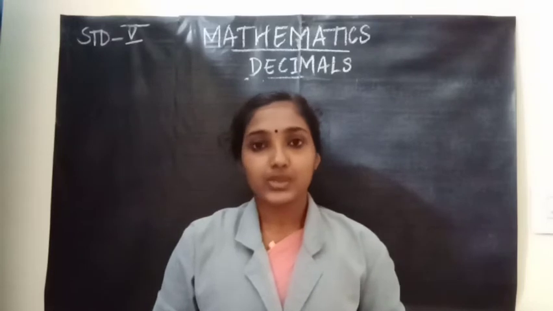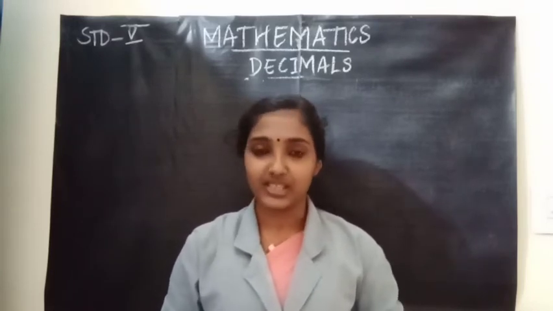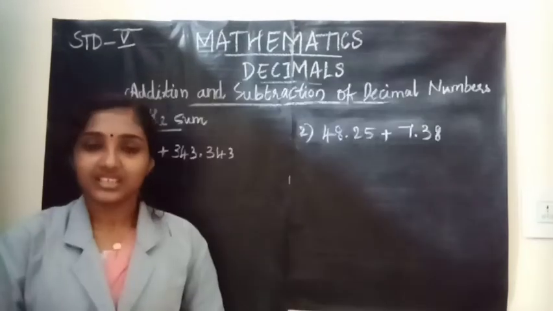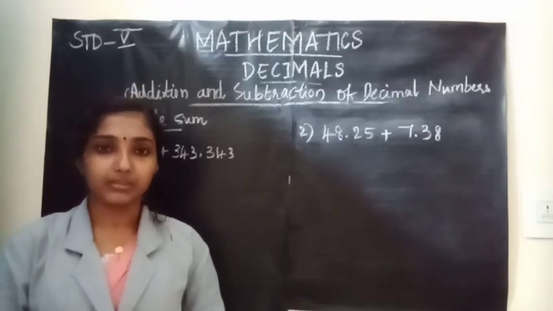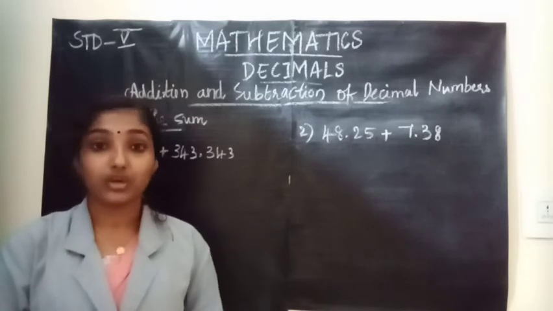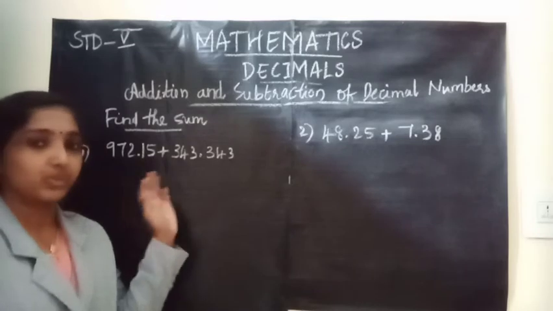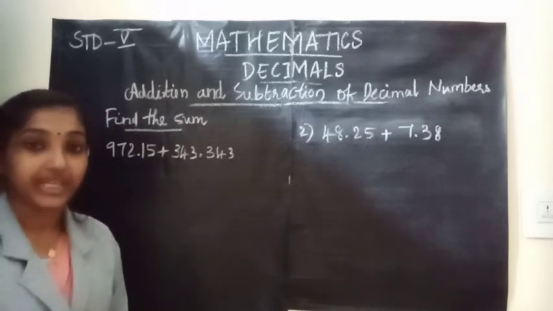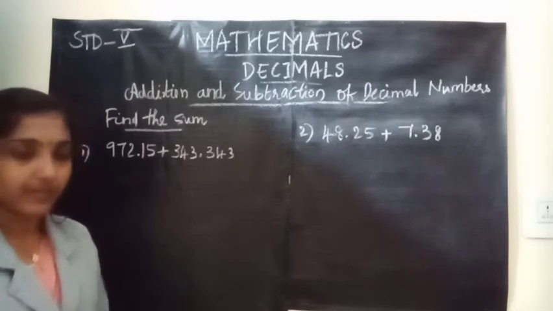So, today also in this class we are dealing with our chapter decimals. Okay, now let's study how to add and subtract decimal numbers. So first we are going to study the addition of two decimal numbers. Here we are given two decimal numbers and we are asked to find the sum of them. So we have to add these and find out the answer.